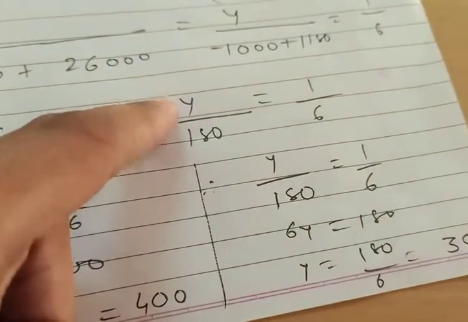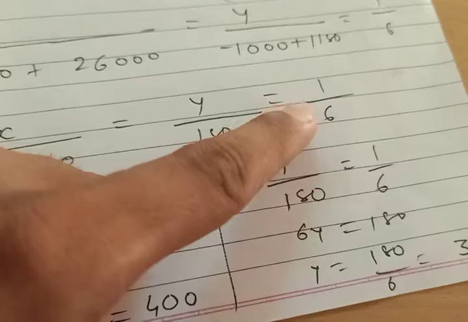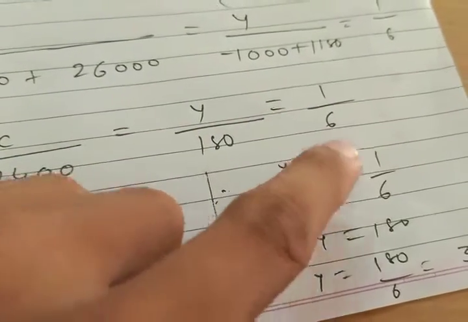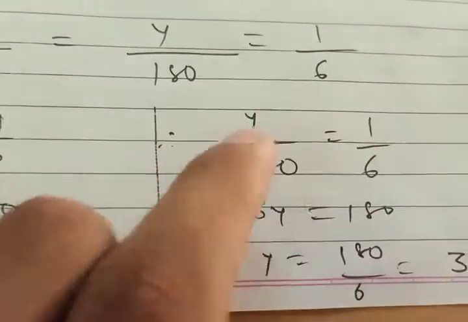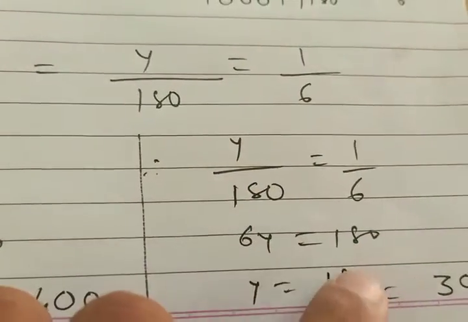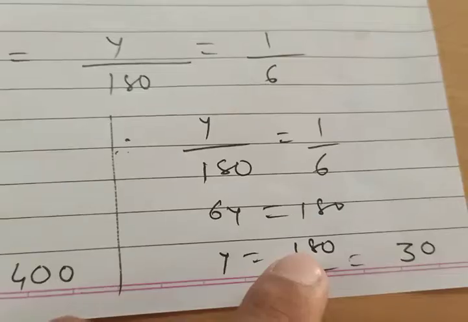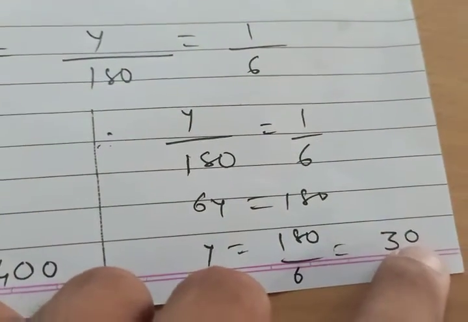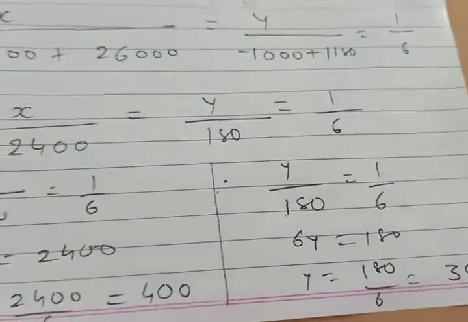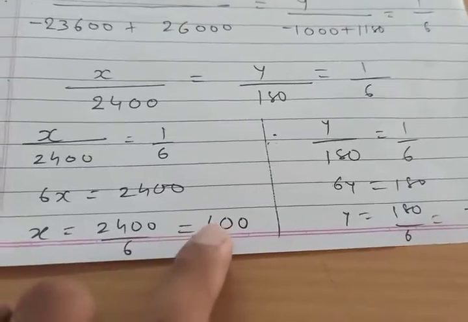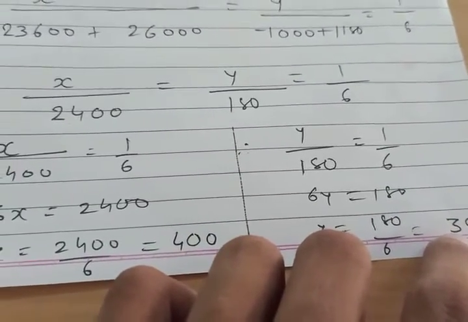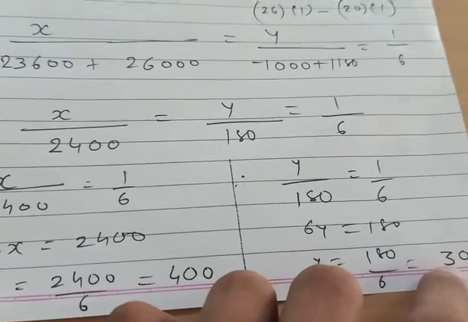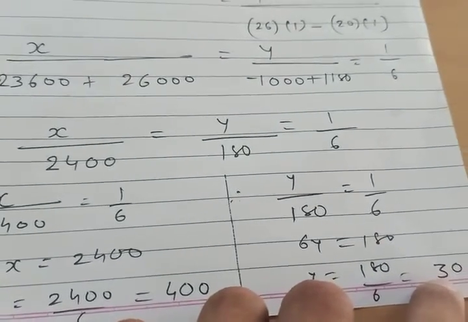Now the turn of the other variable with the constant, that is y upon 180 is equal to 1 upon 6. Cross multiplication: 6 into y is 6y is equal to 180 into 1 is 180. So y is equal to 180 upon 6 is equal to 30. Understand? So we get x is equal to 400 and y is equal to 30. See how to solve the sums. Understand students? Thank you.